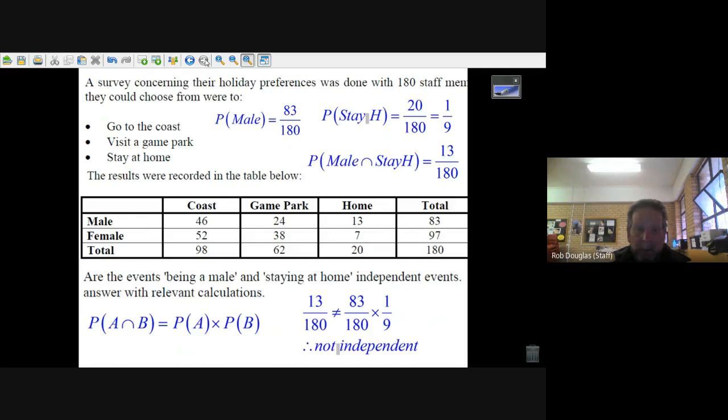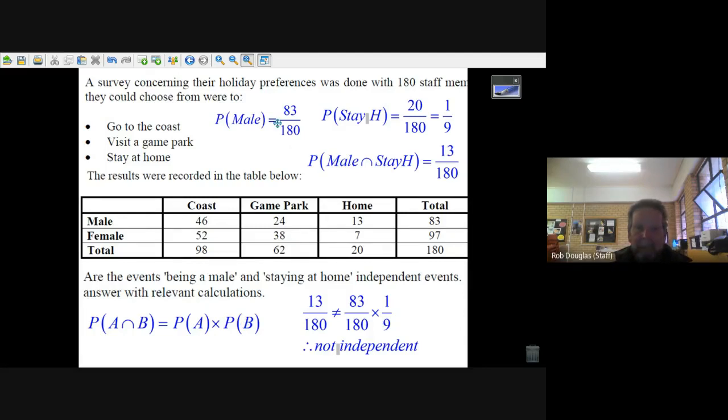Okay, there's another question here. It says, are the events being male and staying at home independent events? Whenever you're asked about something being independent, write down the test for independence. The probability of A intersection B is the probability of A times the probability of B. That's how we do the test.